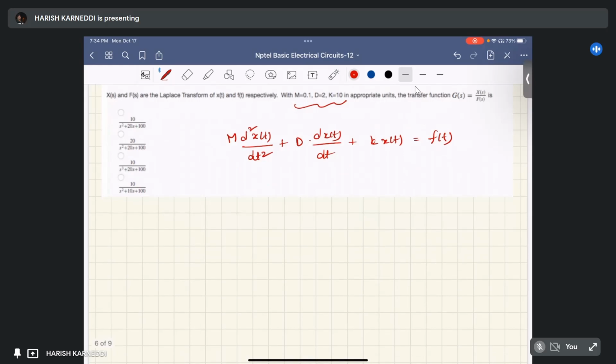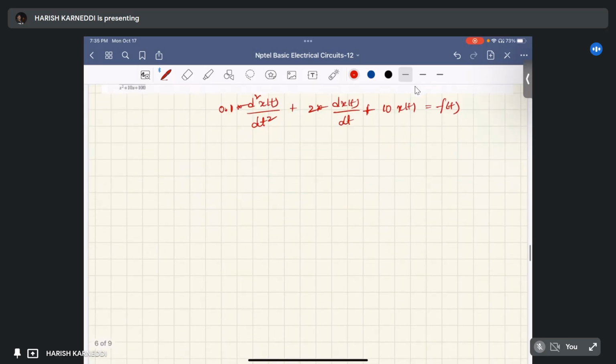The value of m is 0.1, so 0.1 d²x(t)/dt² plus d into dx(t)/dt. The value of d is 2, so 2 into dx(t)/dt, plus k into x(t). The value of k is 10, so 10 into x(t) equal to f(t). Now we have the equation in the time domain.